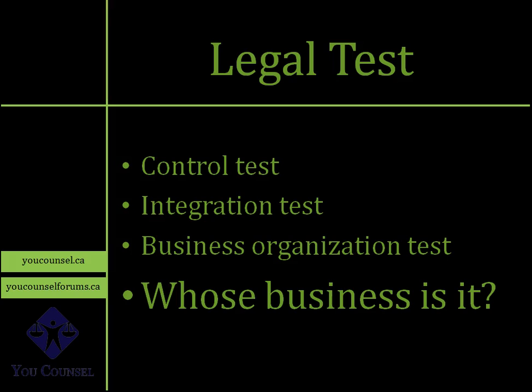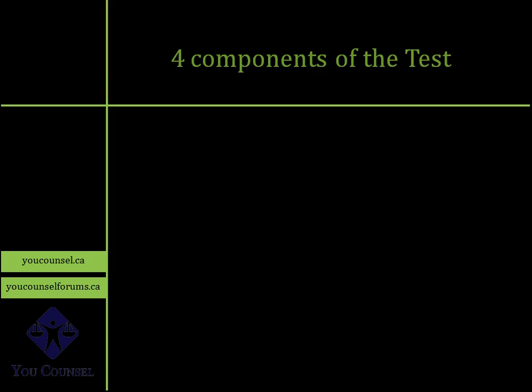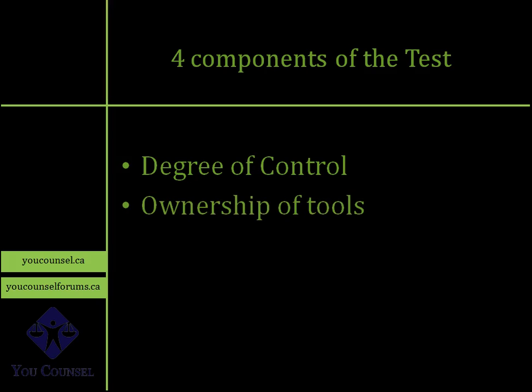In order for the court to decide, it applies a fourfold test, which has these components. What is the degree of control over you, if you are claiming to be an independent contractor, by the company that you're working for? That's one consideration. Who owns the tools? By tools, I mean if you require, let's say, a laptop to provide your services, do you use your own laptop or does the company provide you with that laptop?